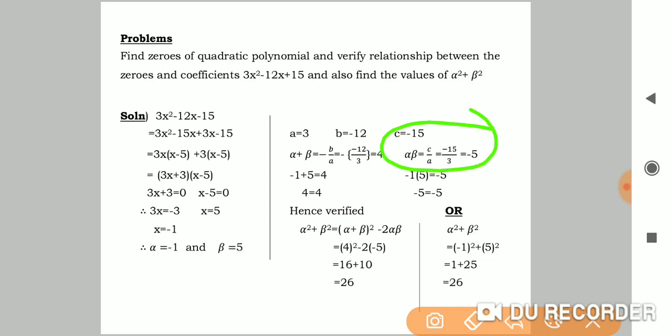Then the product alpha into beta is equal to c by a. Alpha is minus 1 we have got from here, and beta is 5, that is from here. Then c by a, c is how much? Minus 15, and a is 3 from here. So minus 15 by 3, you will get minus 5.